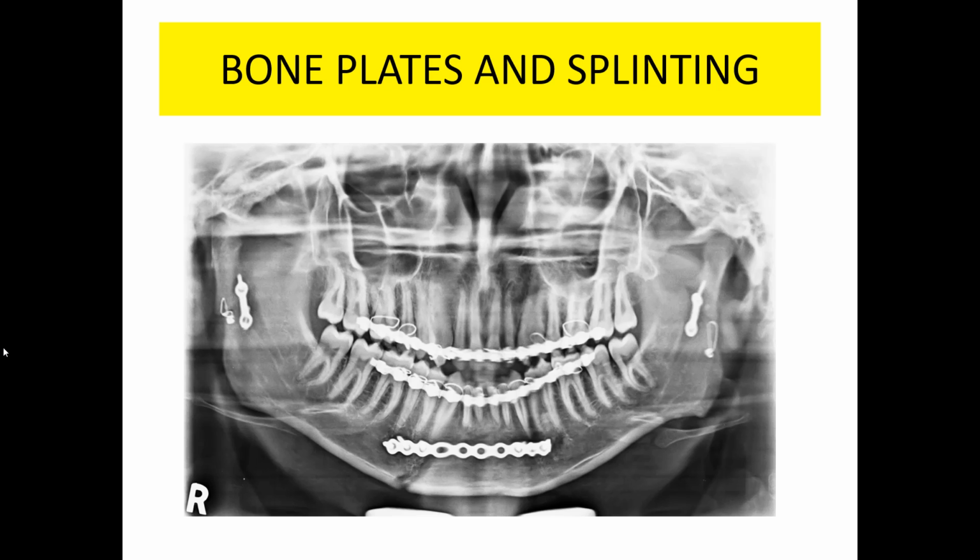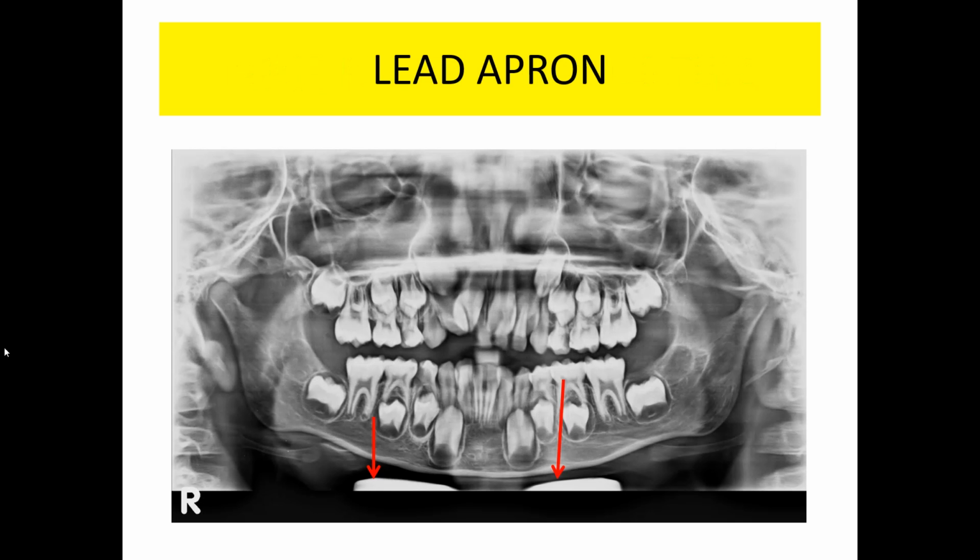Now I will go a bit faster over here because there is nothing really to explain, but this is a radiopaque shadow of earrings, and bone plates with intermaxillary fixation by arch bar are seen. Now in this slide, artifacts of a lead apron are seen marked by red arrows.